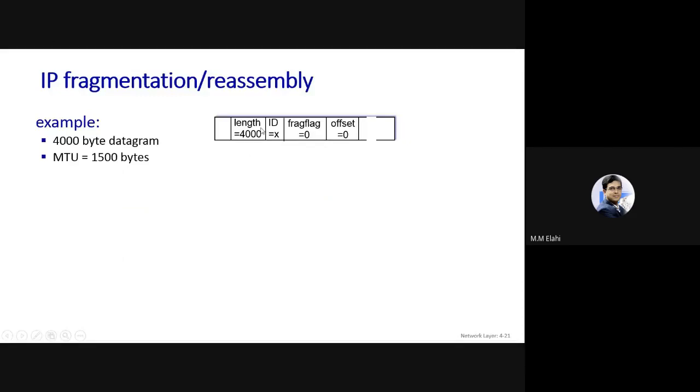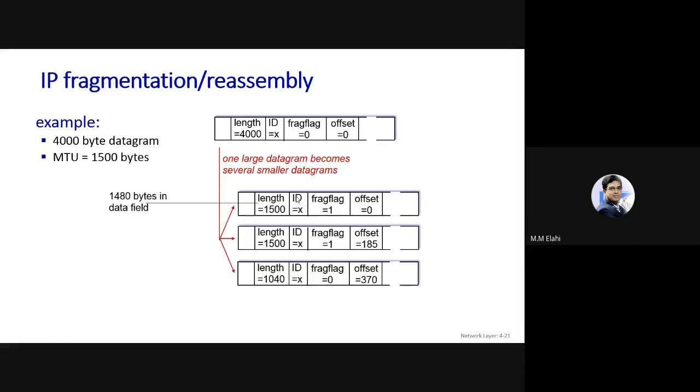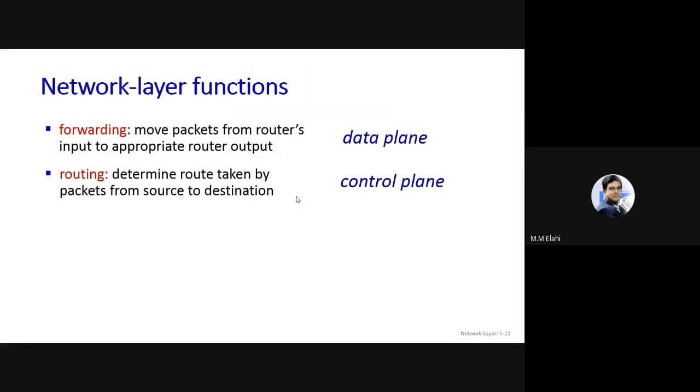See, we have used those three fields in the second row, that is the ID, flag and offset, to implement a mechanism called fragmentation and reassembly. Okay, so we have covered network address translation, and then we have covered fragmentation. That is the end of section 4.3. Now, we have already discussed network layer functions, forwarding and routing. Now, if we go to the control plane, that is chapter 5.